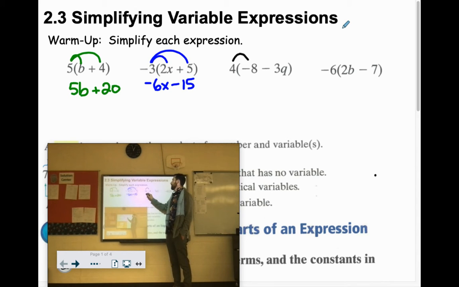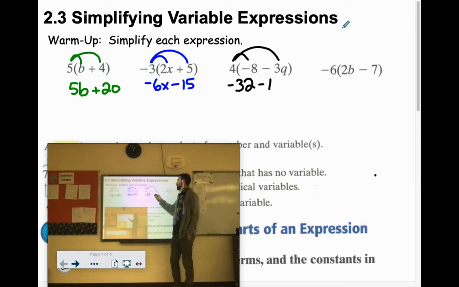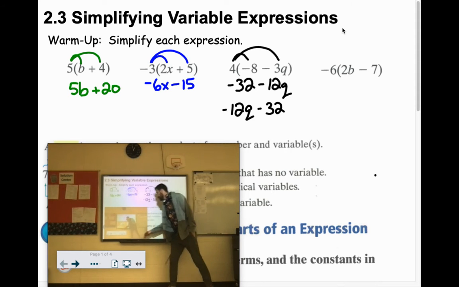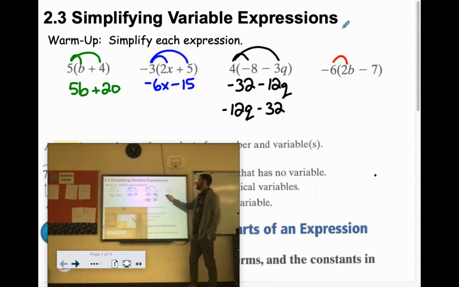4 times negative 8 is negative 32. 4 times negative 3q is negative 12q. And again, let's try to form good habits now. Typically, the variables would go in front, negative 12q minus 32. And the last one, negative 6 times 2b is negative 12b. Negative 6 times negative 7, positive 42.